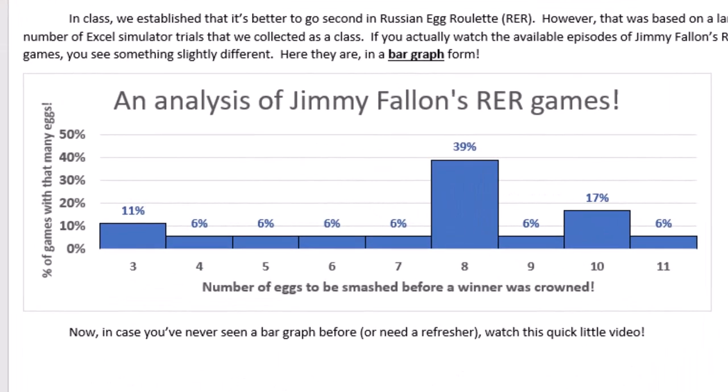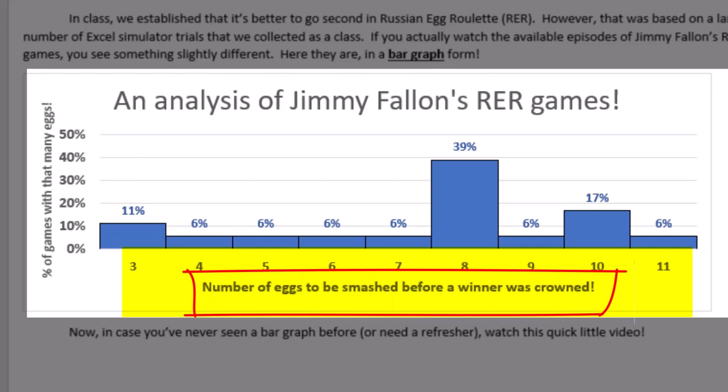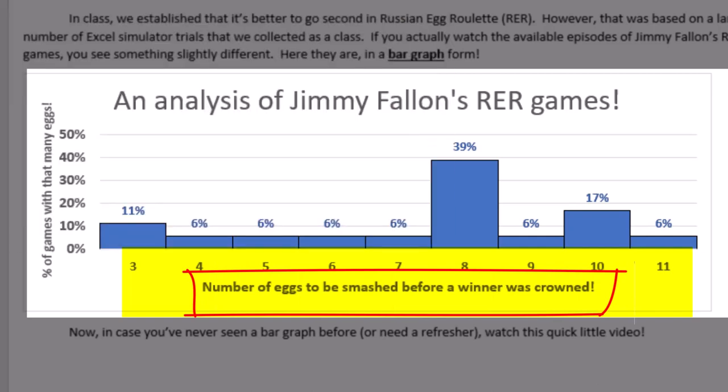Okay, my friends, let's break down this graph that you're looking at and see how it connects to these Jimmy Fallon Russian egg roulette games. Okay, the components of the graph. I'll start with this horizontal axis down here. The title is very important: Number of eggs to be smashed before a winner was crowned. Actually, that's a little bit wordy, but all that means is the game lasted that many number of eggs.